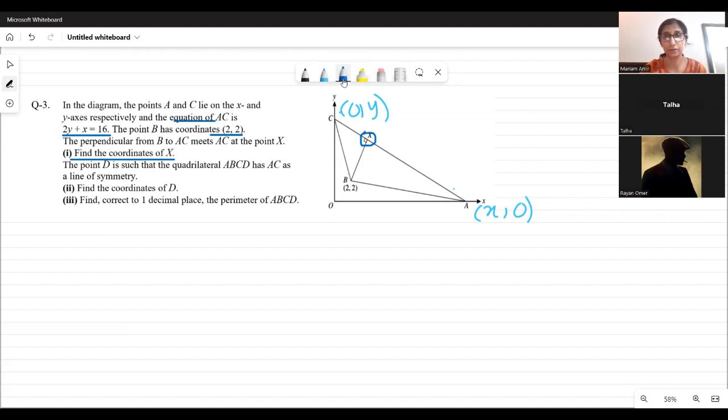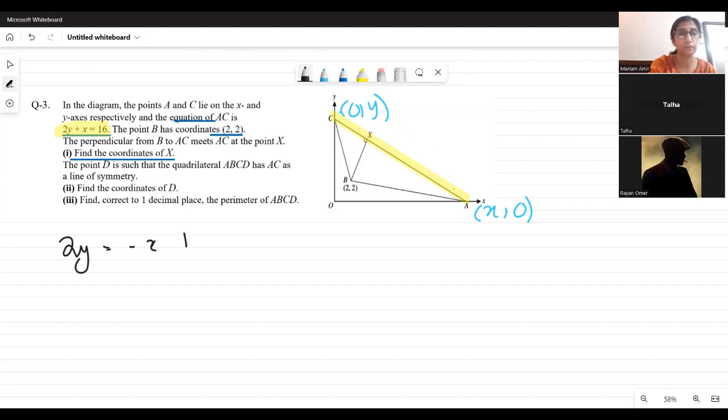The equation of AC is given to you, so definitely it will be used somewhere. We will get its slope because this is perpendicular. Perfect. Okay. What is the slope of 2y plus x equals 16? Bring it into the form y equals mx plus c first. So 2y equals minus x plus 16, so y equals minus half x plus 8. Yes, the slope is minus half. Okay. So the slope for AC is minus half.